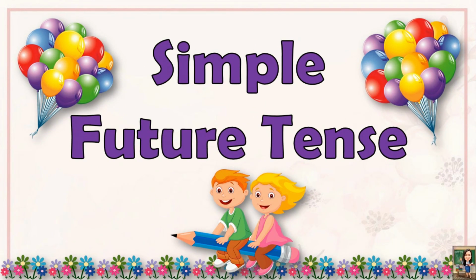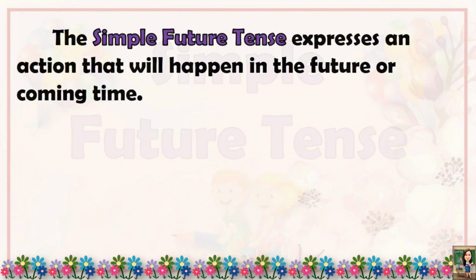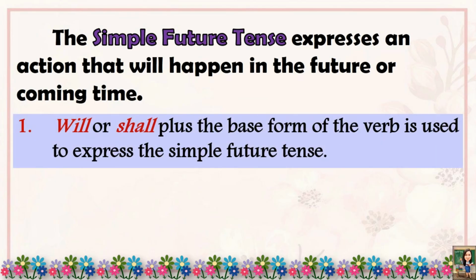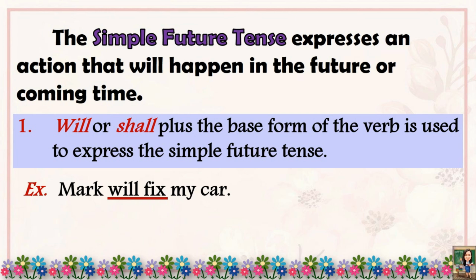What is simple future tense? The simple future tense expresses an action that will happen in the future or coming time. Number 1. Will or shall plus the base form of the verb is used to express the simple future tense. For example, Mark will fix my car. So the future tense in this sentence is will fix. The verb in this sentence is fix. We add will to show future tense.